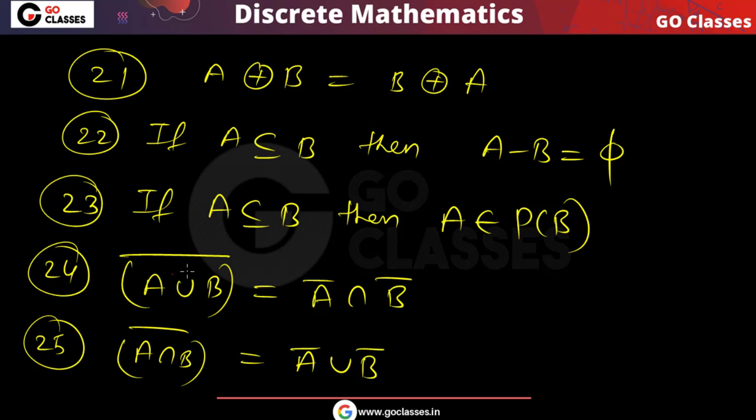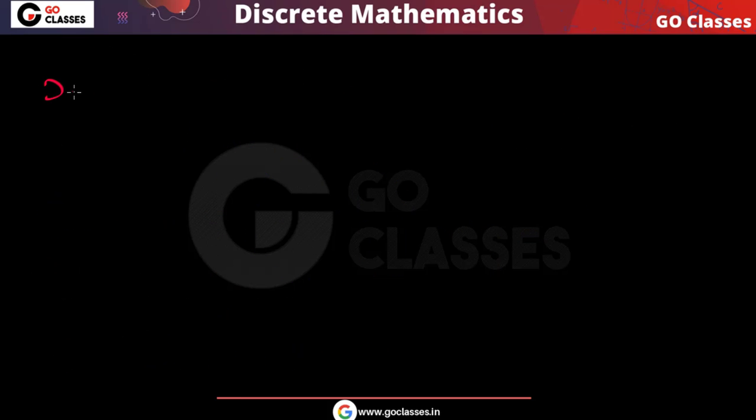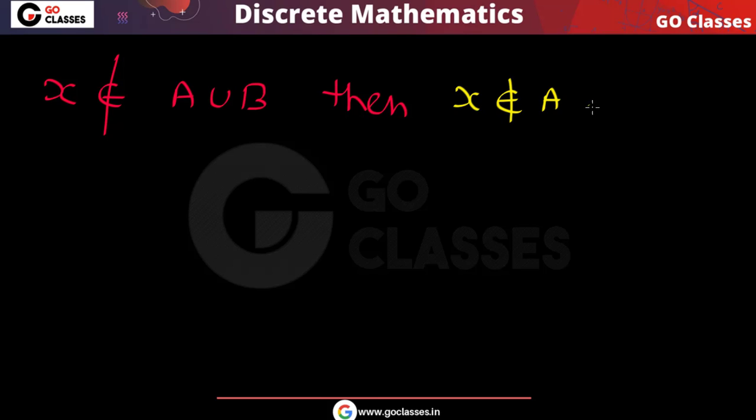Next, this is the De Morgan law. If some element does not belong to the union, then what can you say about this? Let's assume X does not belong to A union B. Then what can we say? Then we can say that X does not belong to A and X does not belong to B, correct?